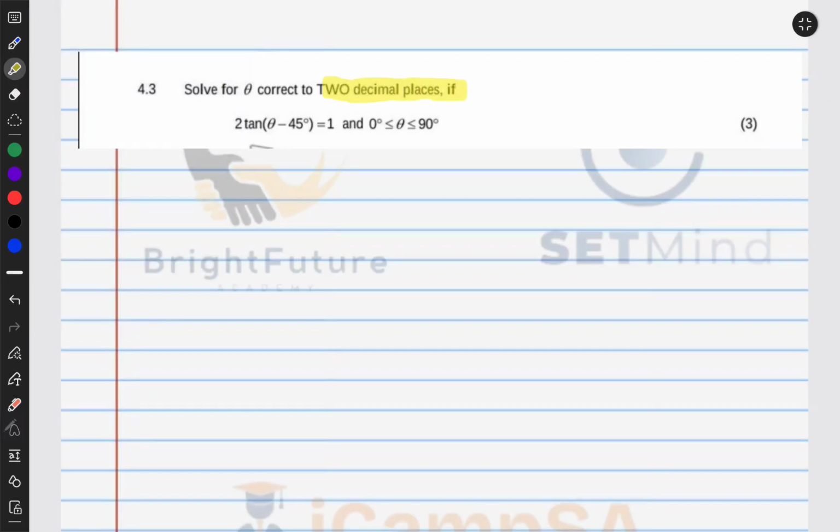What does that tell us? It tells us we'll have to use a calculator, since we are asked to present the answer in 2 decimal places. So for 4.3, we have 2 tan of theta minus 45 degrees is equal to 1. We are told that theta is between 0 and 90 degrees, so it's in the first quadrant.